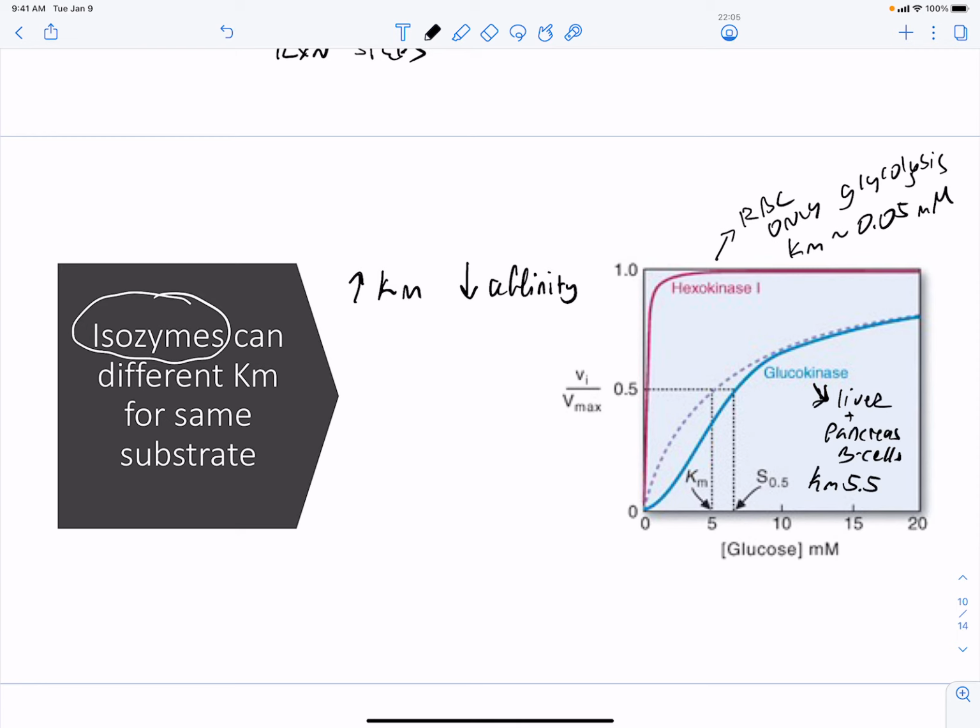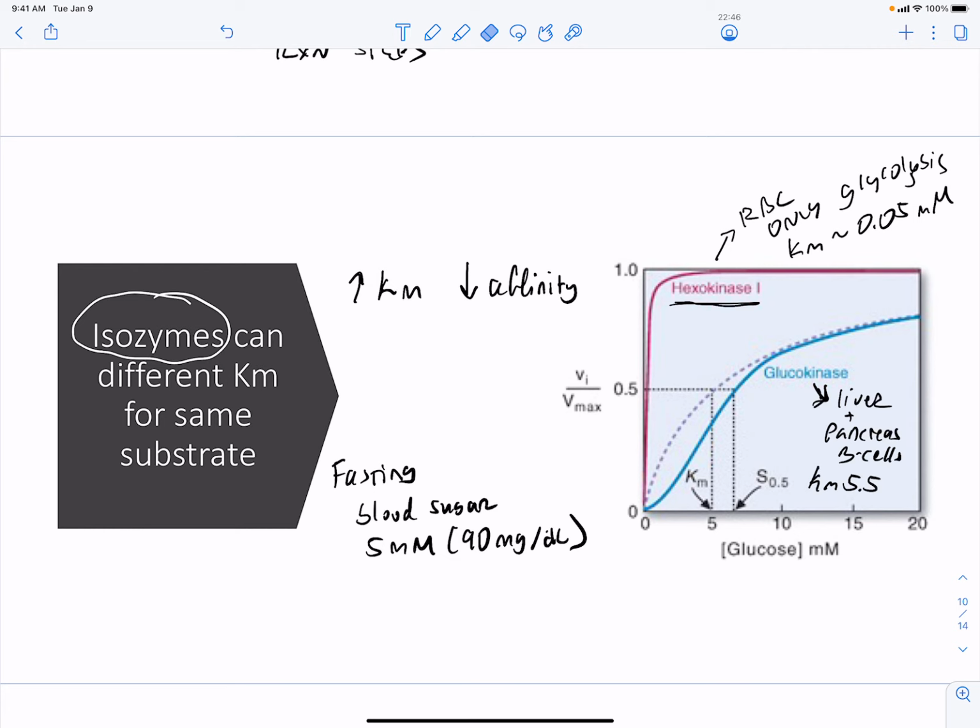So during the fasting stage, your blood sugar is about 5 millimolar, about 90 mg per deciliter. And so the red blood cells can function even if there are very low levels of blood glucose. And it's simply because they have this high affinity hexokinase 1, which gets saturated very quickly with low levels of glucose.